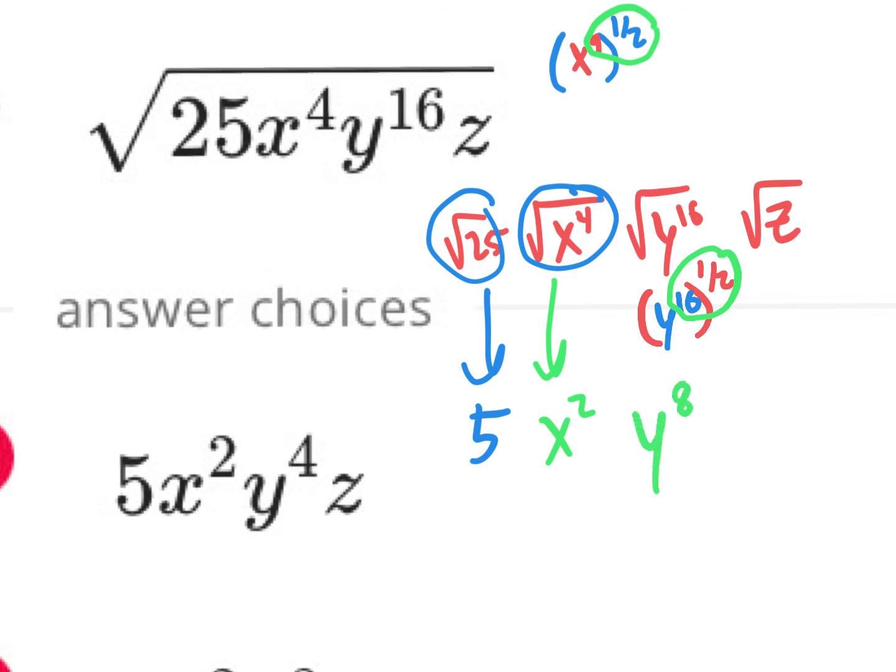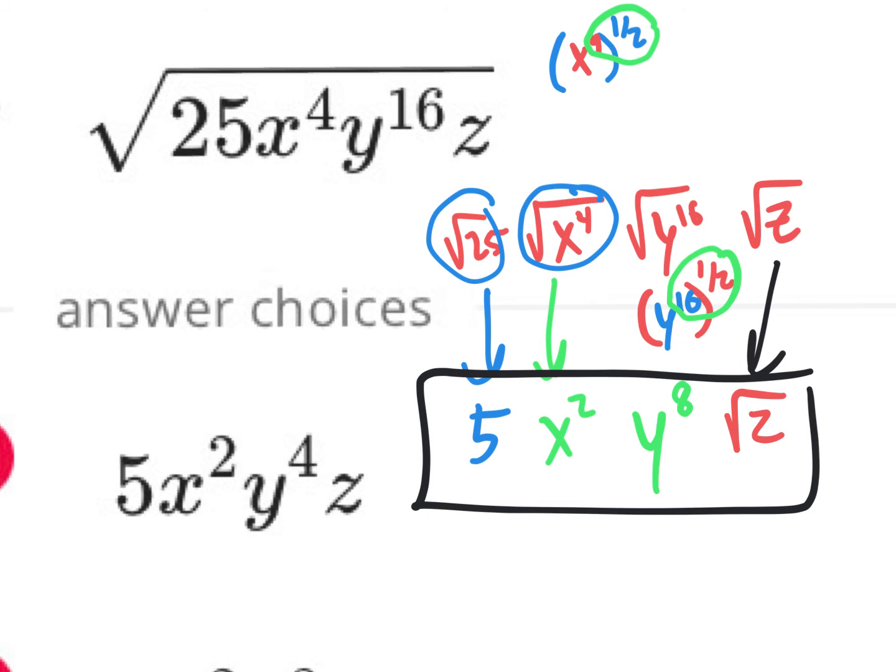Okay? Last but not least, z. The square root of z, you can't do it. So you just bring it down. Square root of z. And believe it or not, that's your answer right there. 5x squared, y to the 8th, square root of z. If you would have had other square roots, like if you would have had the square root of x, you would put those square roots together and it would be the square root of xz. But in this case, it worked out beautifully. The square root of 25 is 5.